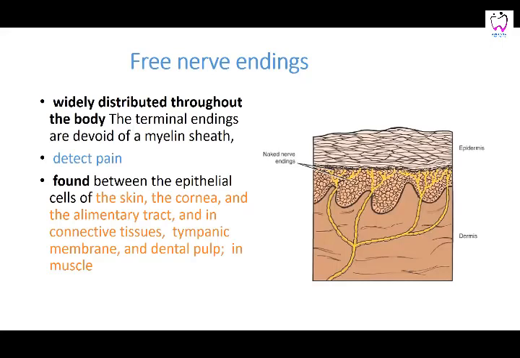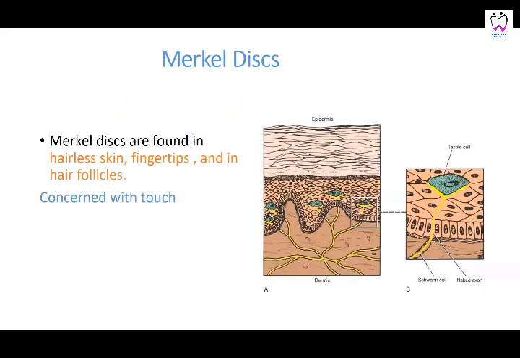The free nerve endings are widely distributed throughout the body. They are called free nerve endings because they do not have any covering of the myelin sheath or connective tissue formation, and they detect pain, and they are present mostly in all places of the body. Then you have these Merkel discs. These are in hairless skin, fingertips, and in the hair follicles. Again, they are concerned with touch, but they are in the form of a disc.